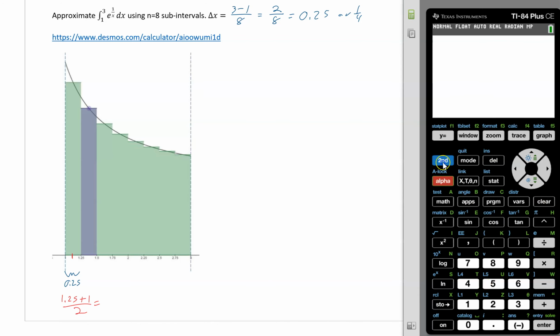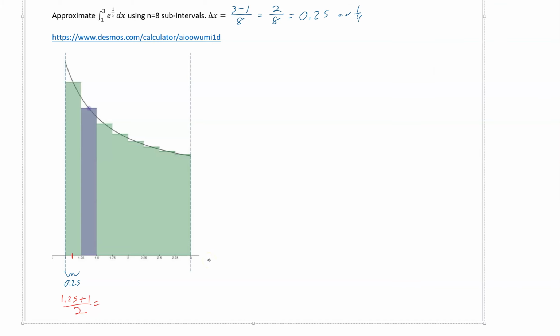And so if we plug that in, alpha y, you're going to get 1.125. So 1.25 plus 1. Remember, we're just finding the average. It's just the midpoint formula. Divide by 2. 1.125. Now, we only need the first one. That's 1.125. And we can actually use now the table function in the calculator to find it.